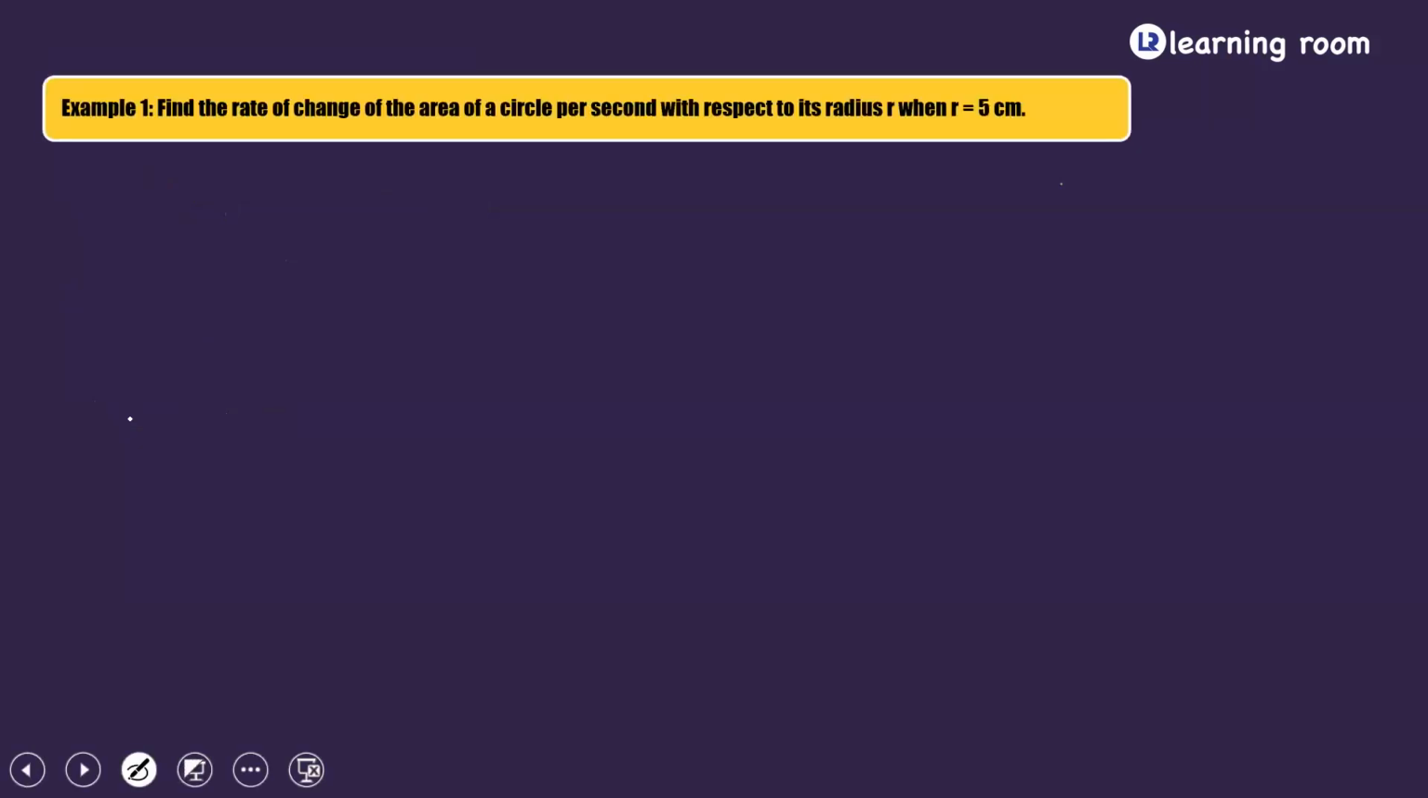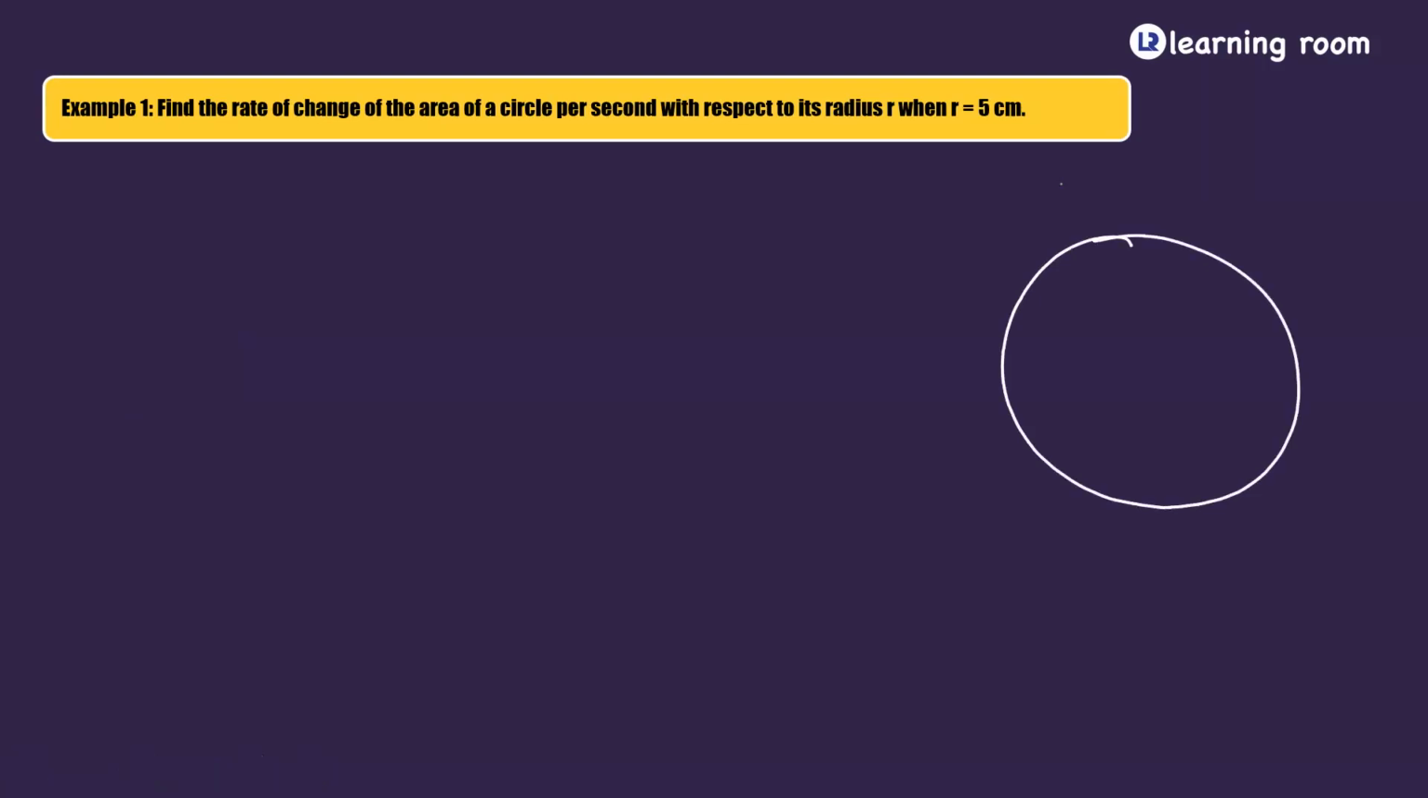So let us look at the first example. The question is: find the rate of change of area of a circle per second with respect to its radius r when r is equal to 10 centimeters. So the meaning of it is, there is a circle, and what is happening to the circle? Its radius is changing.